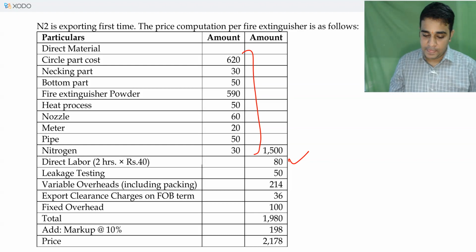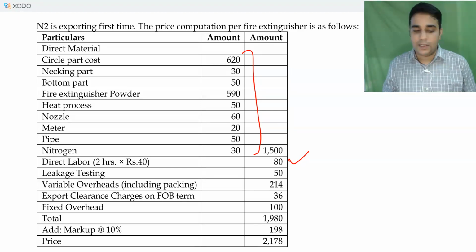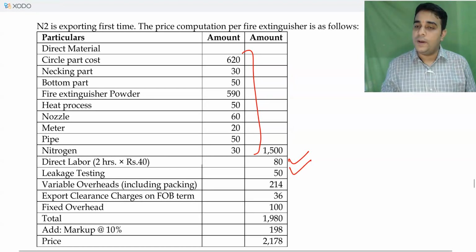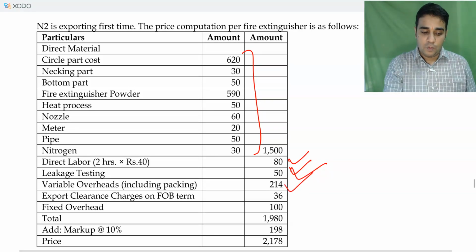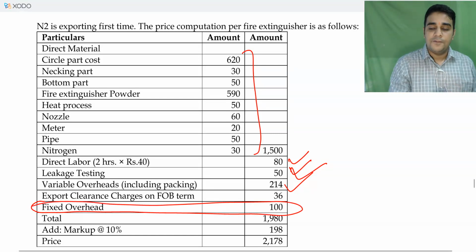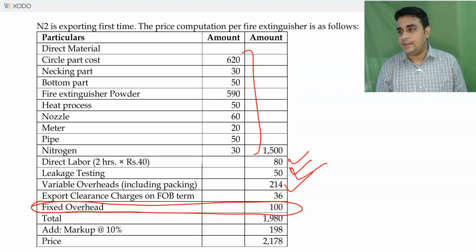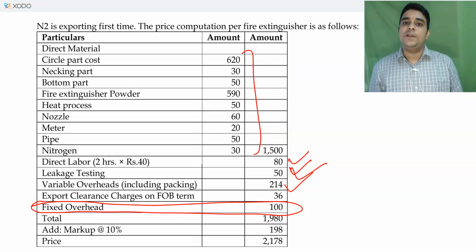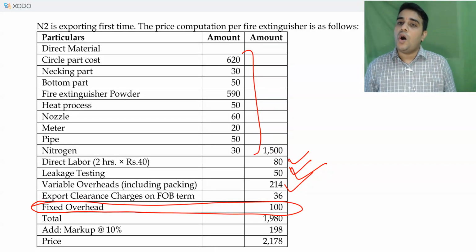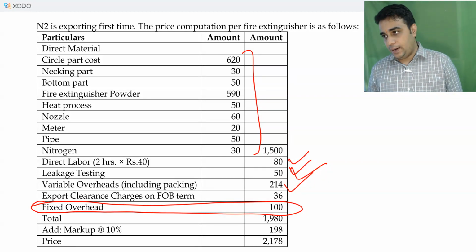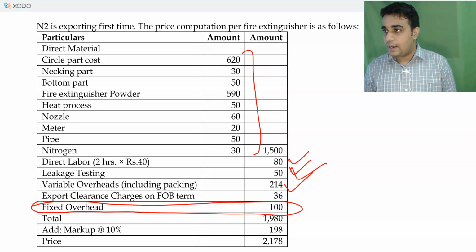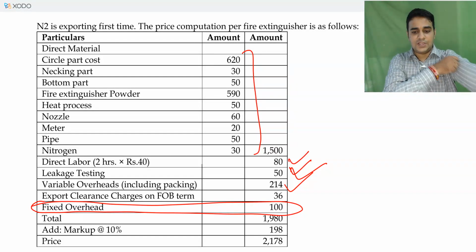Leakage testing, you can make an assumption if you want, but to me it looks more like a variable cost, so again it will be relevant. Variable overheads again would be relevant. Export clearance charges again would be relevant. Only irrelevant item is fixed overheads of 100. They have not given anything extra in the question. If they had given something extra, I would have analyzed it that way, but nothing extra has been given in the question. General rule is all variable costs are relevant unless provided otherwise, all fixed costs are irrelevant unless provided otherwise. Let's do financial analysis of the export order.